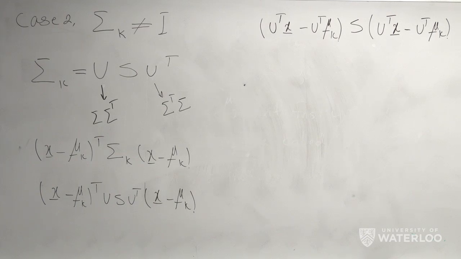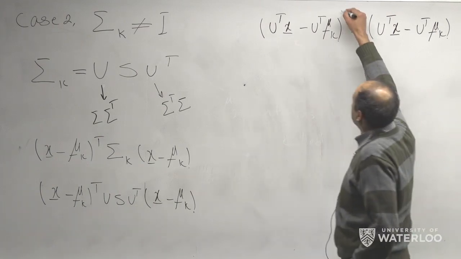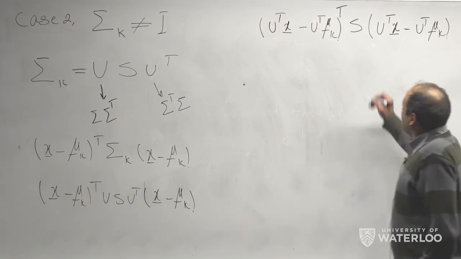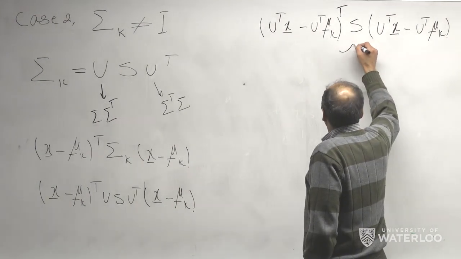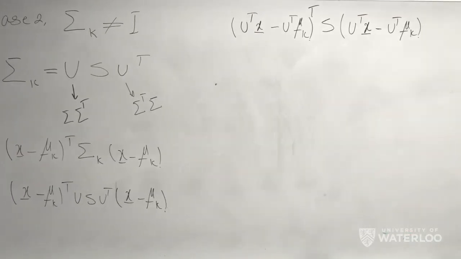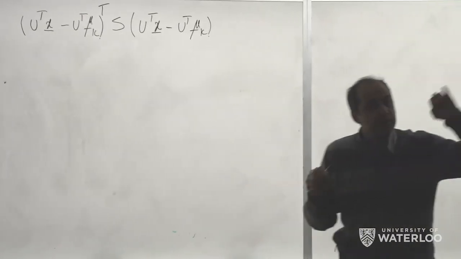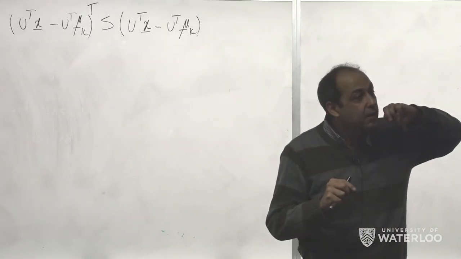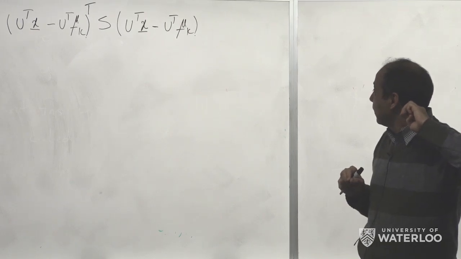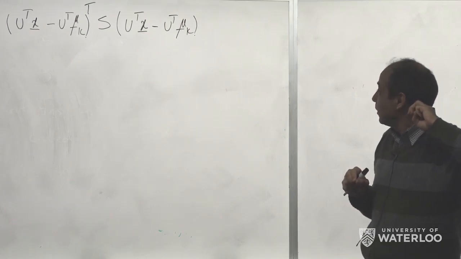Okay. So this S is basically a diagonal matrix, because we are doing singular value decomposition. It's a diagonal matrix. Yes? Can there be an inverse on sigma k? Sorry? Can there be an inverse on sigma k?